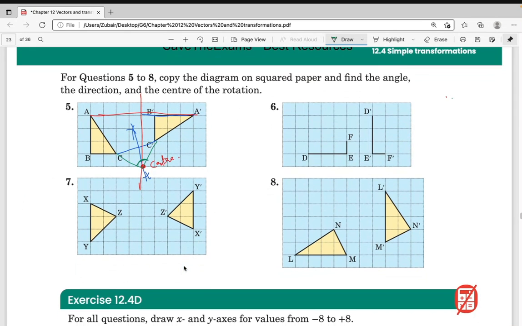For 180, it is very easy. We just join corresponding points with a straight line, and it exactly passes through the center. So I can say this is the center, and it is 180-degree rotation. With 180, we do not say clockwise or anti-clockwise, because whether you go clockwise or anti-clockwise, you reach the same point.